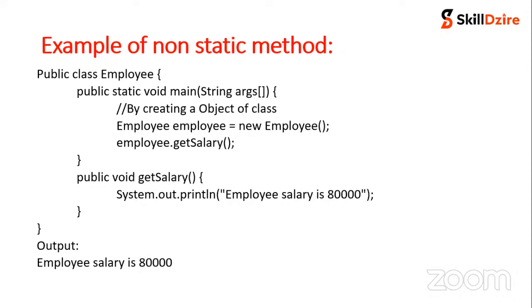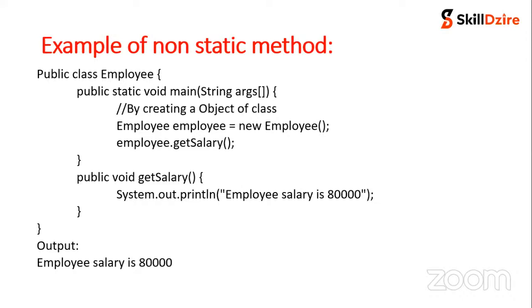Example of a non-static method. Here we have taken one class named Employee, and in that we have one main method. The main method is actually a starting point. This public static void main is the starting point of your program. Whenever you execute any program, the execution will always start from this entry point. This is the entry point for execution of your program.